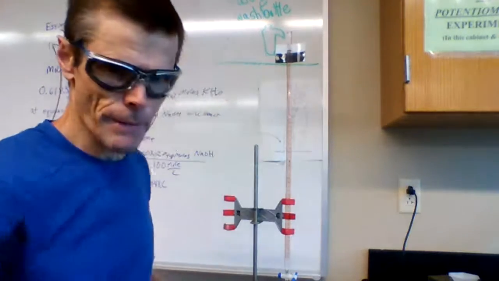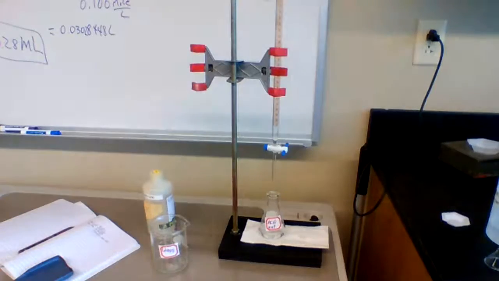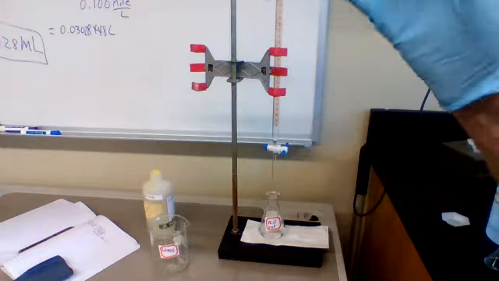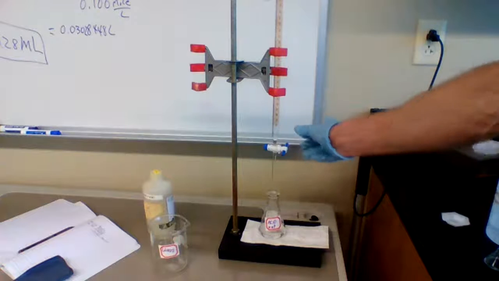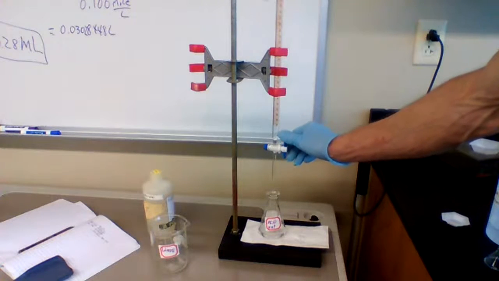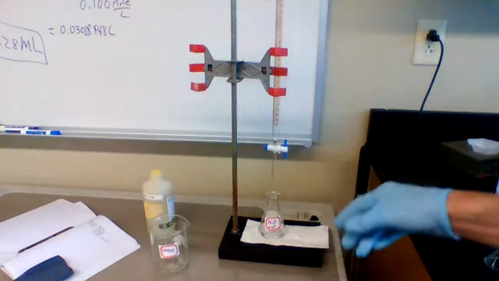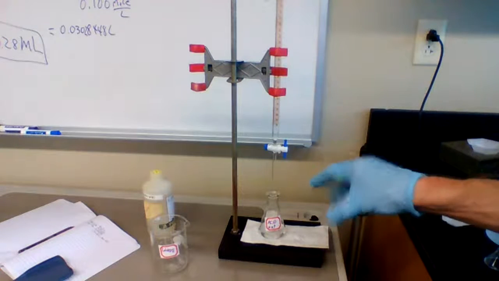So I place my KHP and now I can open up my stopcock and start to introduce my sodium hydroxide. Remember, we said we should be able to go to about 30 before we see the endpoint. So let's go down to 25 rather quickly to test it. And if you look at the environment there in the Erlenmeyer, eventually you're going to start to see flashes of pink occurring.